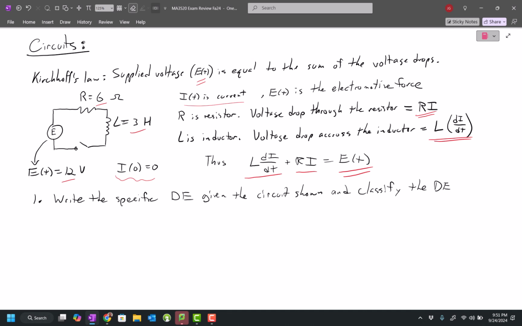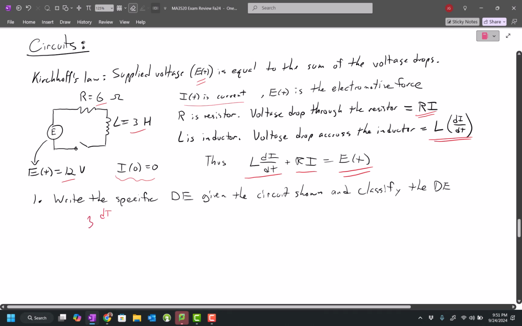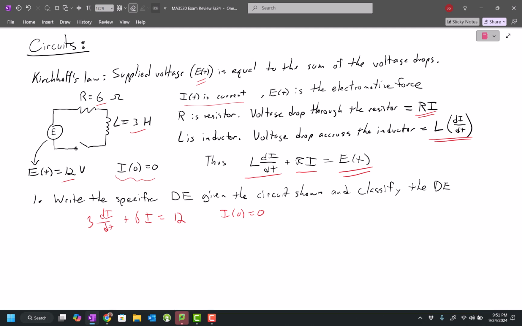And all we're really doing is plugging in our constant values. So when L is 3, and R is 6, and E is constant 12, this yields the following differential equation. And once we write that out, we can see we have a first-order differential equation. It is separable, it is linear, and so we can certainly go through this and solve this.